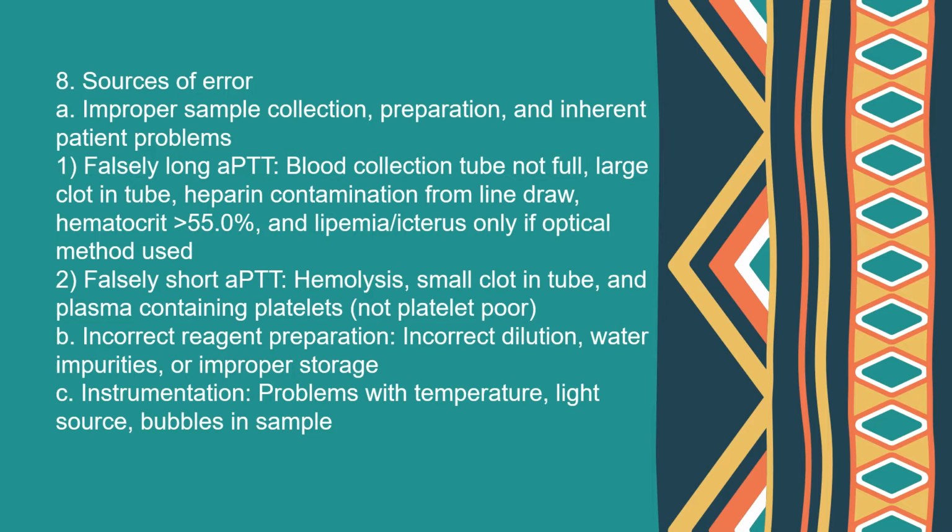Right. Hemolysis can also lead to shortened APTT, the presence of a small blood clot in the tube, and if plasma contains platelets. Letter B, incorrect reagent preparation and dilution.